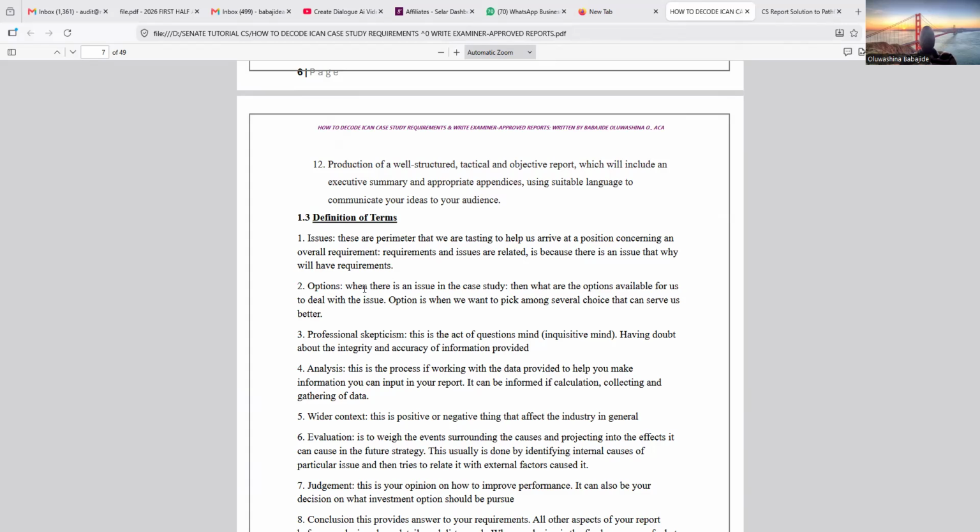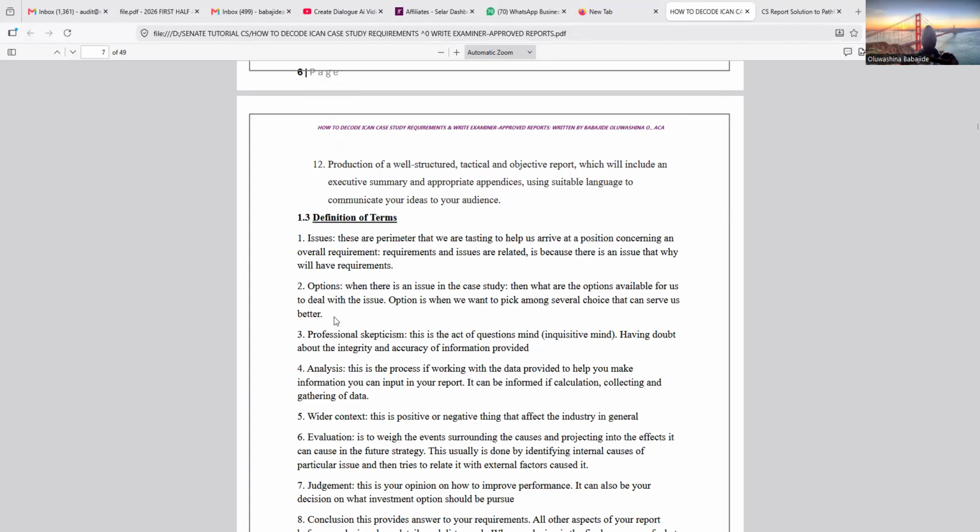Because they are issues, the examiner will not help you to identify them. No. They will only put them in different exhibits, expecting students to identify those issues so that they can address them in their reports. So these are the things you are going to be checking. What are the issues in this scenario? Those issues are what we will provide solutions for.